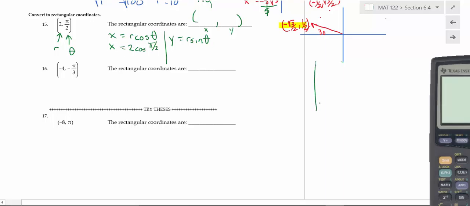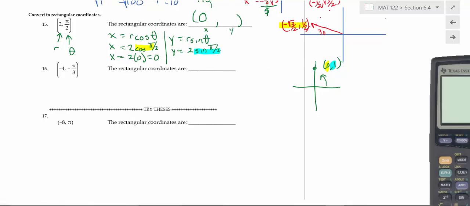On a unit circle, at pi over 2 you're up here, so you have the point 0, 1. The cosine of pi over 2 is going to be 0, and the sine is going to be 1. So x equals 2 times 0, which is equal to 0. Now you move on to y equals r sine theta, so y equals the radius 2 times the sine of pi over 2. The sine of pi over 2 is the y value, so that's equal to 1. So y equals 2 times 1, which is equal to 2.